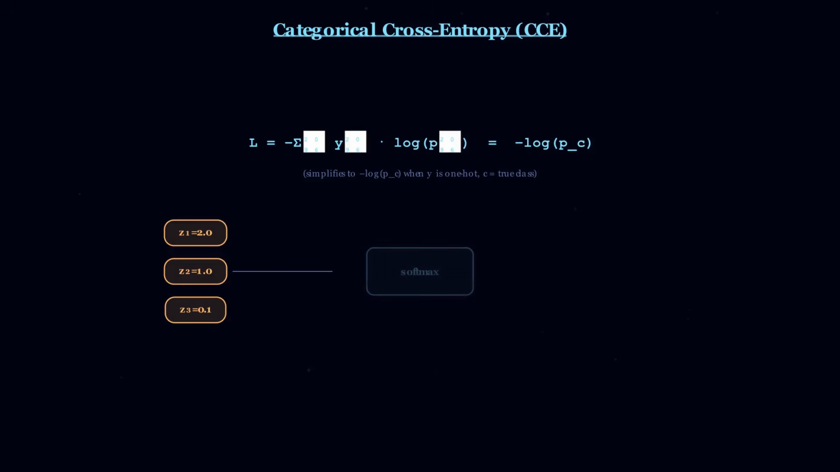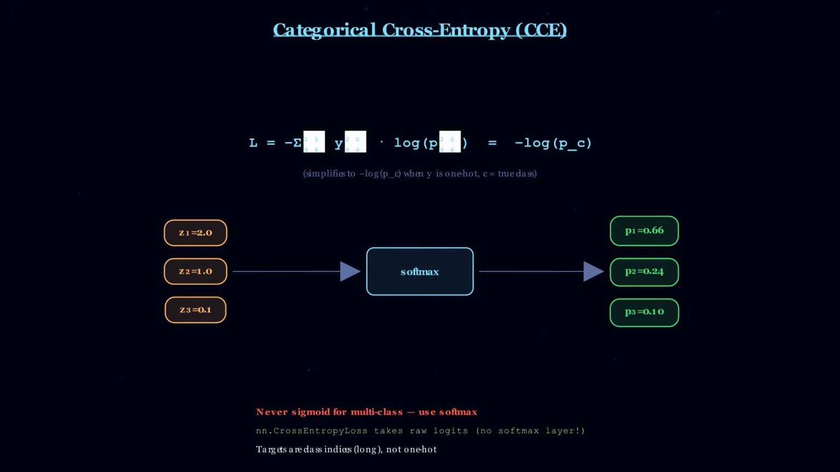Categorical cross-entropy, multi-class classification. For k classes, the network outputs k raw logits. Softmax converts them to probabilities summing to 1. CCE is minus the sum over all classes k of yk times log pk, where y is a one-hot vector. For one-hot targets, this simplifies to minus log of p at the true class.